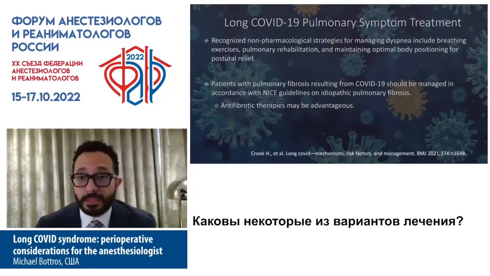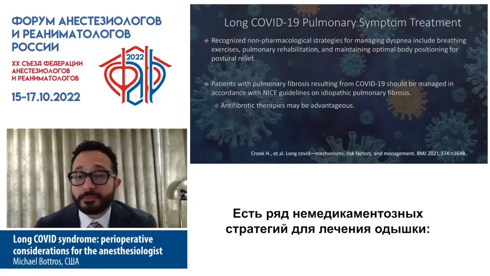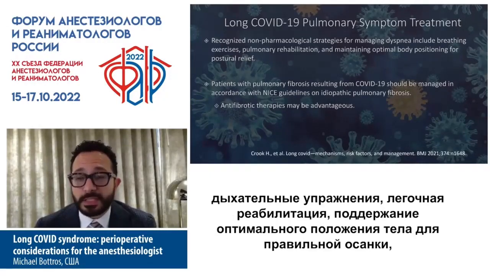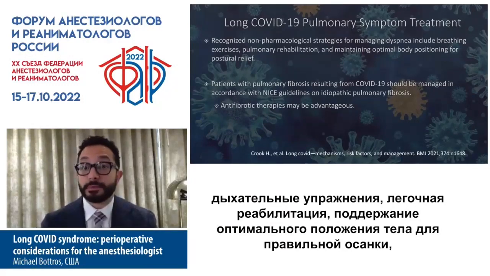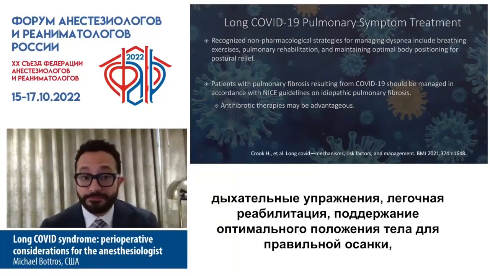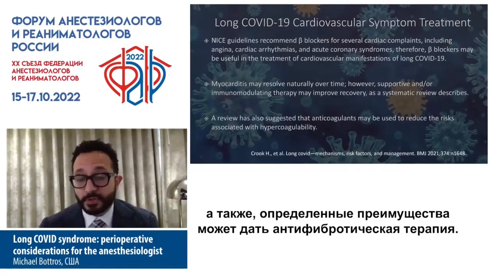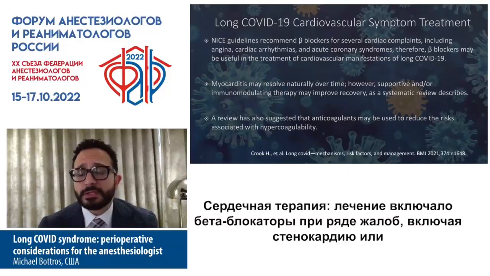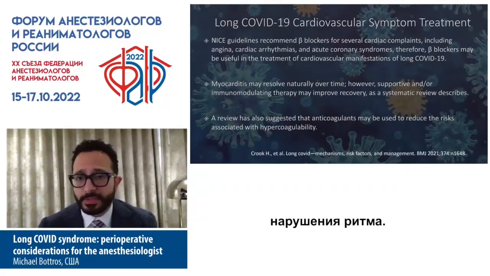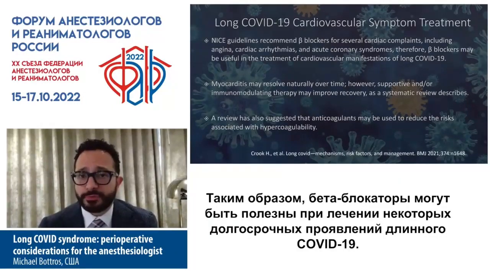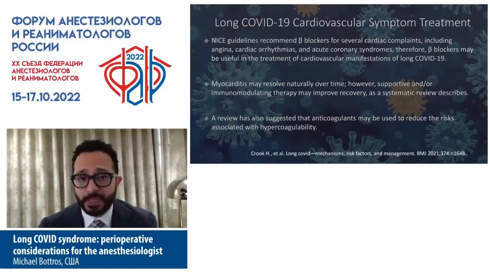Now, what are some of the treatment options? Well, there are some non-pharmacological strategies for shortness of breath: breathing exercises, pulmonary rehab, maintaining optimal body positioning for postural relief, and in fact, antifibrotic therapies may be advantageous. Cardiac treatment involved potential beta blockers for cardiac complaints, including angina or cardiac arrhythmias. So therefore, beta blockers may be useful in treating some of the long-term manifestations of long COVID-19.